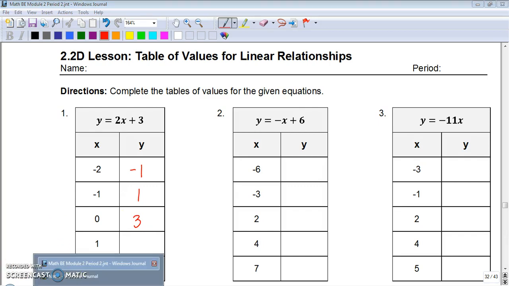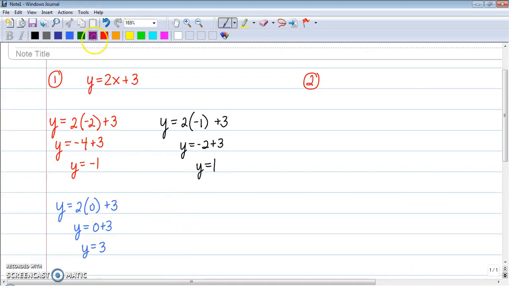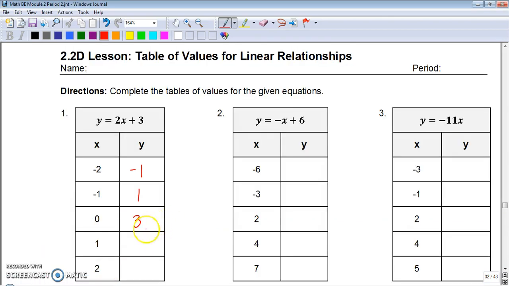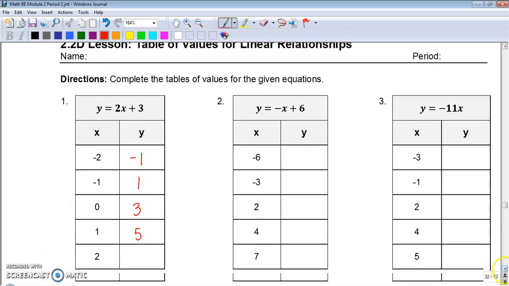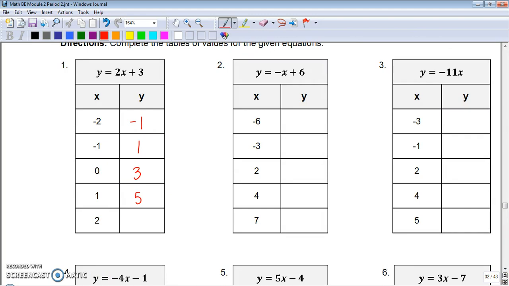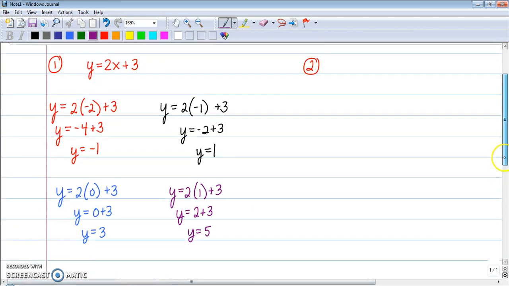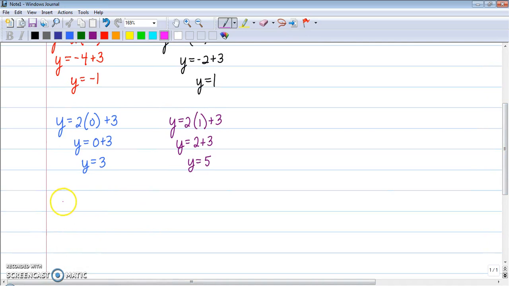I'm going to plug in 1. Y equals 2 times 1 plus 3. 2 times 1 is 2. 2 plus 3 is 5. Last one is, I'm going to plug 2 in for x. Two times 2 plus 3. 2 times 2 is 4. Plus 3 is 7.